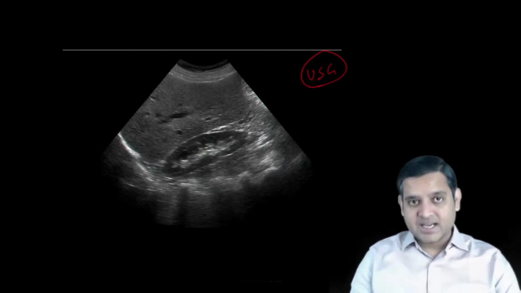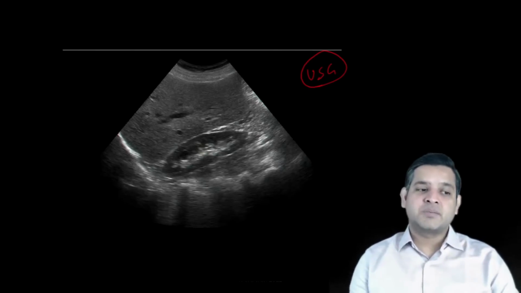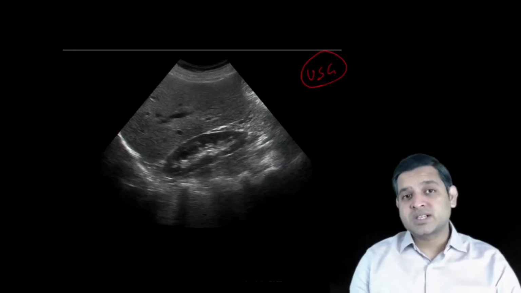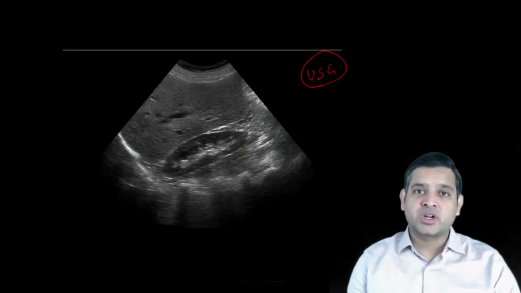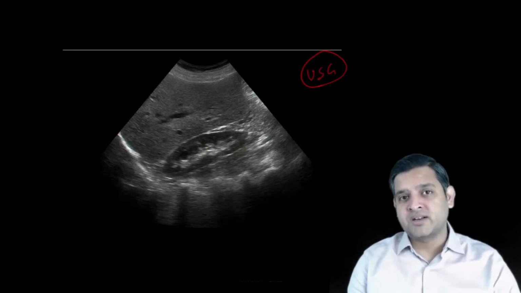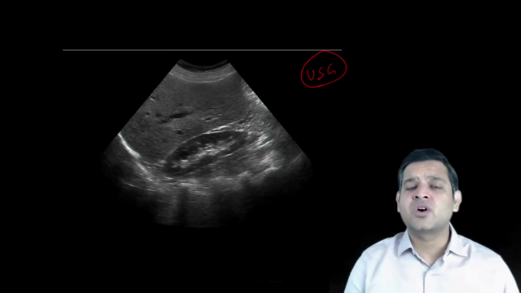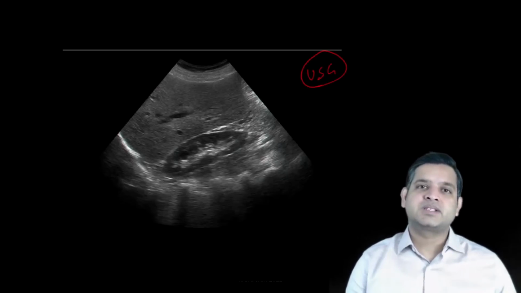In this year's INI CET exam, they showed an image of an ultrasound and the question was, what is the name of the investigation? And that is what is expected from an undergraduate student who is not a radiologist, that they should be able to identify the investigation that has been done. I think all of you are smart enough to pick up that this is an ultrasound.